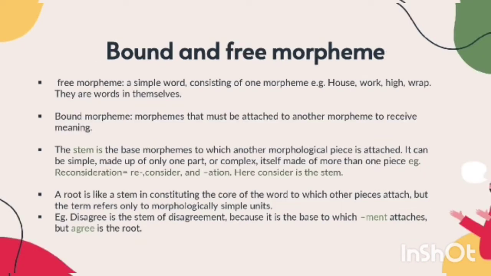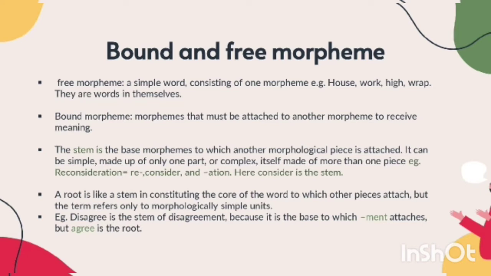Bound and free morphemes. A free morpheme is a simple word consisting of one morpheme. Example: house, work, high, wrap, etc. They are words in themselves. Bound morphemes, on the other hand, are morphemes that must be attached to another morpheme to receive meaning. The stem is the base morpheme to which another morphological piece is attached. It can be simple, made of only one part, or complex, made of more than one piece. Example: reconsideration, reconsider, and Asian. Here, consider is the stem.